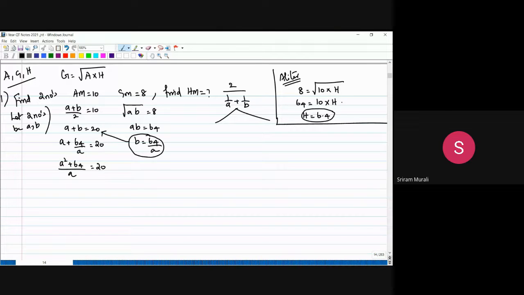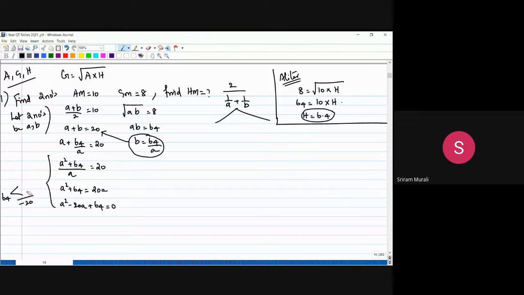So take LCM. I mean A square plus 64 is equal to 20A, multiplying A on both sides. So A square minus 20A plus 64 is equal to 0. It's a quadratic equation. Second degree equation has got two roots. If I solve, 64 is the product. Sum is 20. So what can be the possible roots?